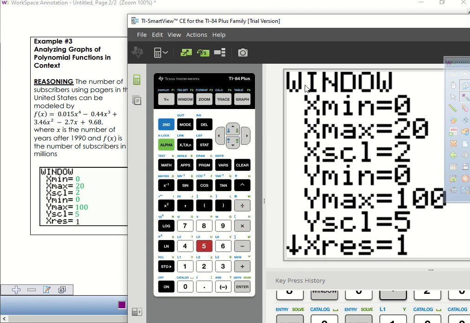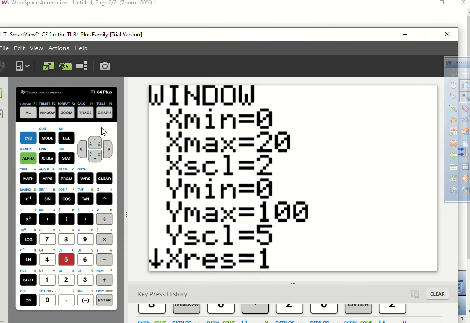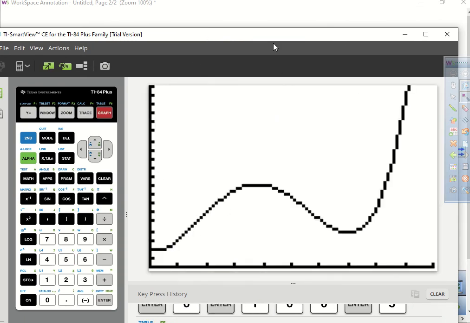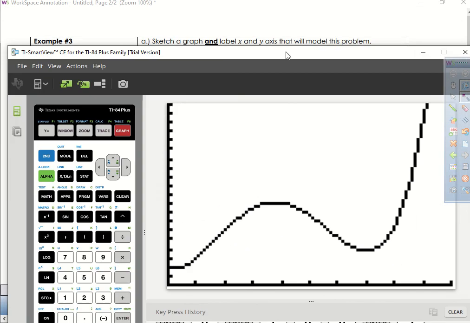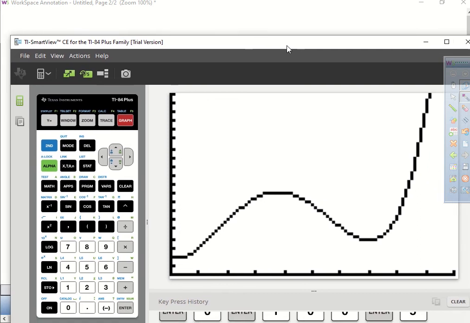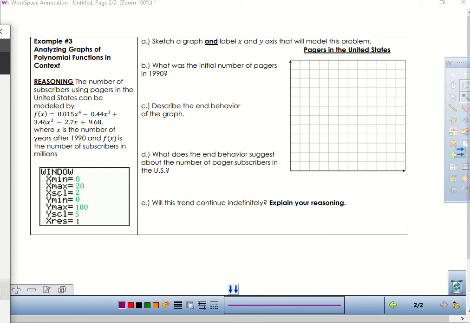Okay, so we get here, and then we can hit graph. It should look something like this. I'm going to pull this to the side for a second. You have it on your calculator so we can look at the questions. It says sketch and label a graph with the model that will model this problem. Go ahead and sketch that.